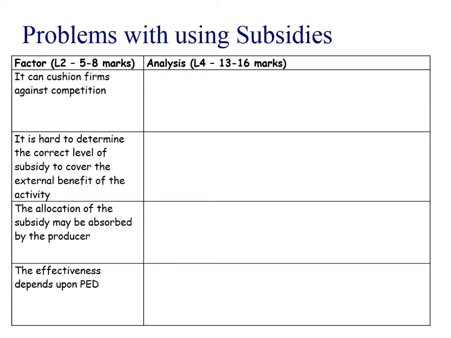It can also be quite harmful for the firm. There's not really any incentive to work harder or become more efficient if you're cushioned against competition from other countries at least. The second problem is the same as when we're looking at solving negative externalities with indirect taxes. It's really hard to determine the exact level of subsidy that you should apply to cover the external benefit of the activity, because these external benefits are probably things that don't always have monetary value.